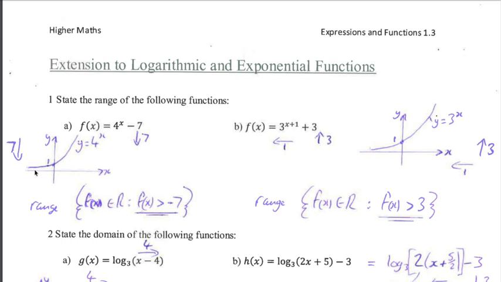Okay, it does not hit the x-axis. So at the moment, the possible values for y are greater than 0. It can't be equal to 0 because it never actually touches the x-axis. We're basically looking at any positive value.